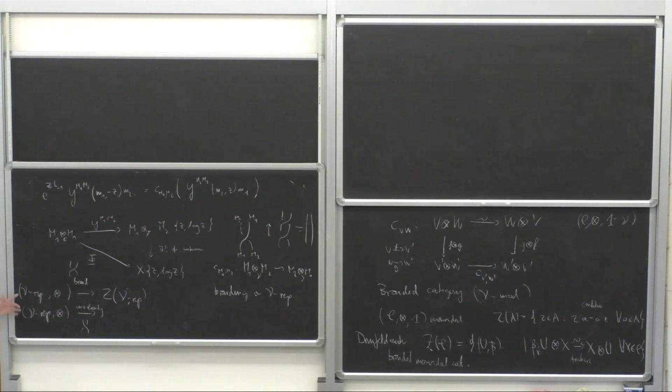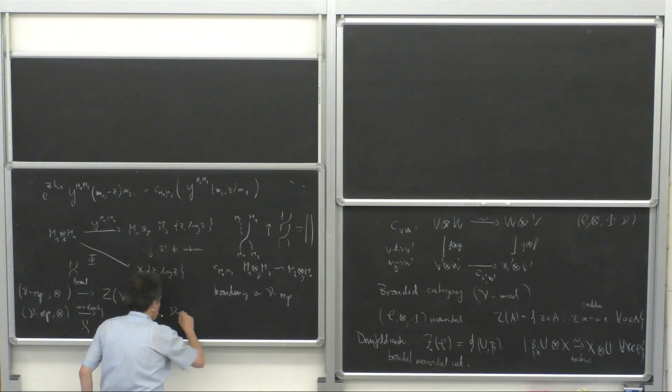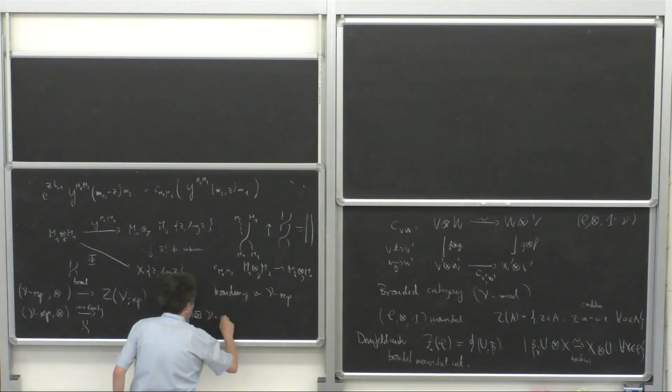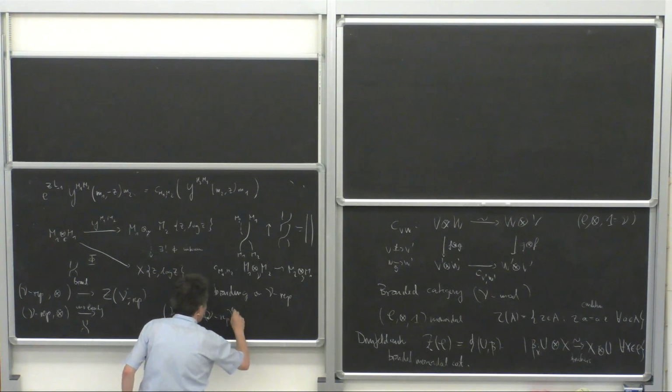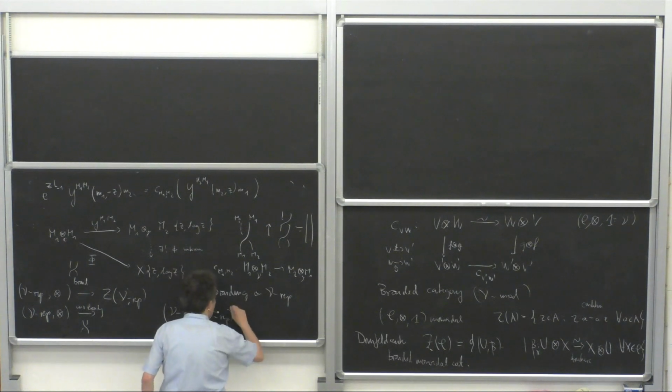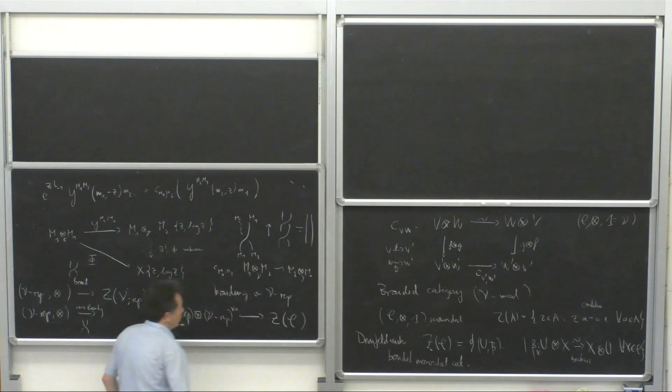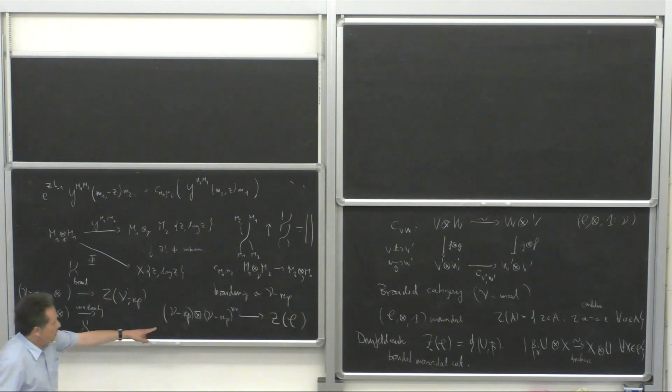Okay, so these two things combine into a single functor. So from V-rep and V-rep with the opposed, or with the reversed braiding, we get a functor into the Drinfeld center. Well, what do I mean by this box?